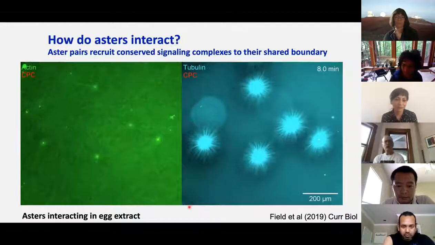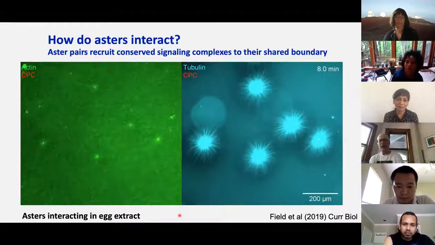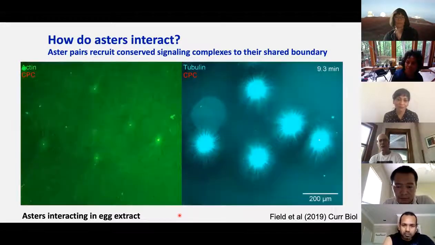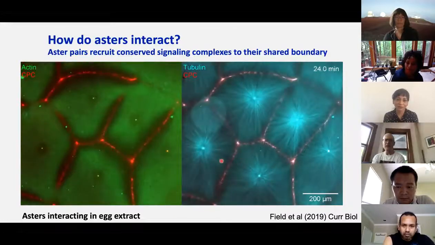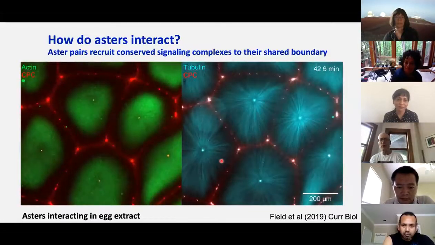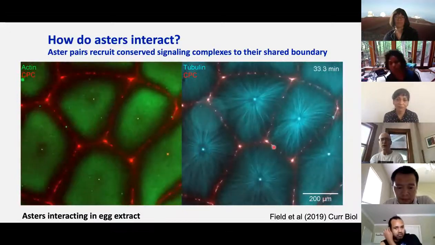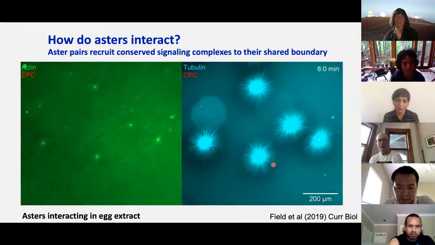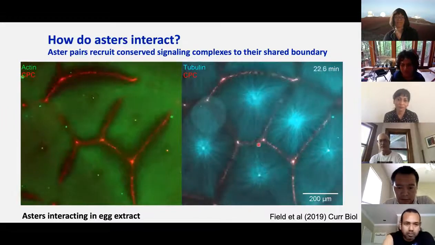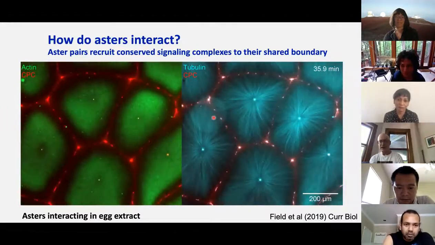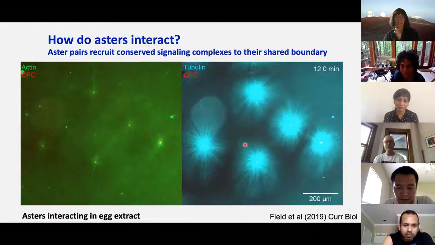But we're able to also see that recruitment of signaling complexes in our extract system. And I'll show you a movie here. If you start by focusing on the right-hand side here, you can see the microtubule asters growing. And once they touch each other, they recruit this red signaling complex, the chromosome passenger complex, to make these lines now, because we're looking at a quasi two-dimensional system.